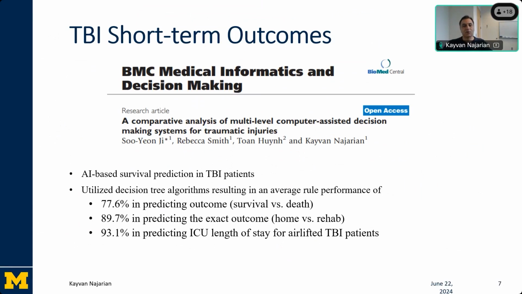This is one of the first pieces of work that we did in the field, and the focus was to look at EHR type of data, not including the images, just looking at what we know in the EHR and trying to predict what's going to happen to the patient, how many days they will be in the ICU, and where they go after the ICU. I consider that a very quick assessment that can happen based on the information available within the first hour of admission to the hospital.